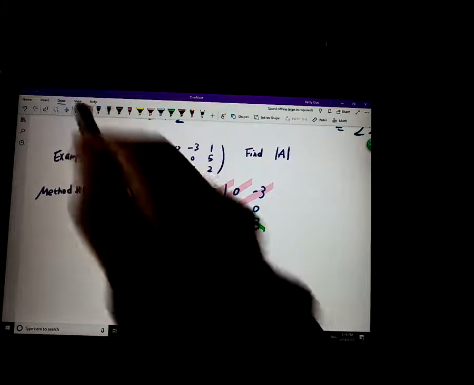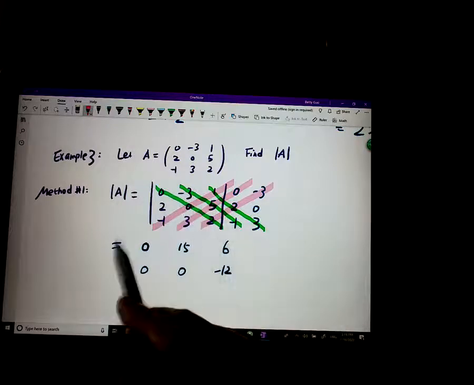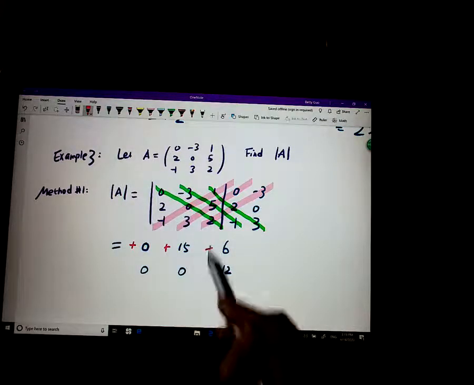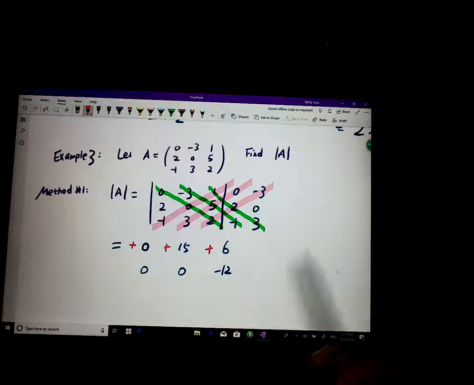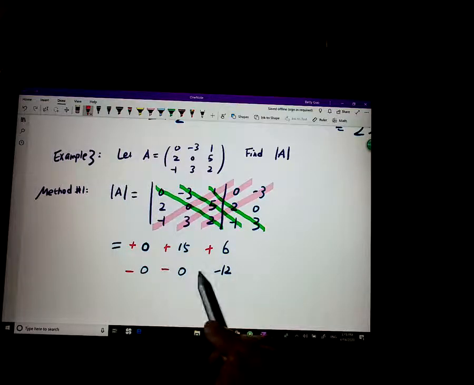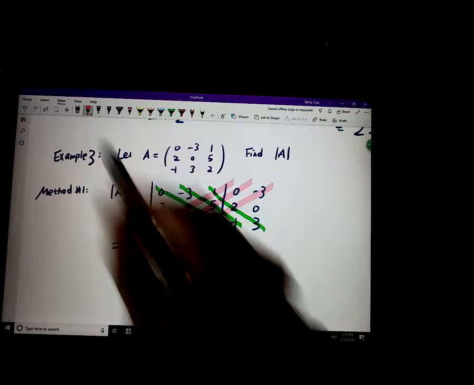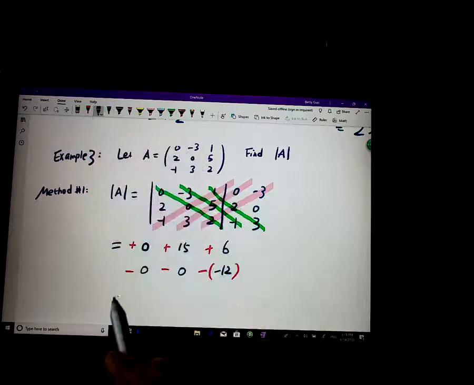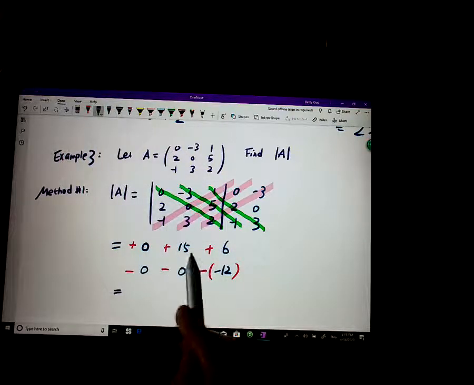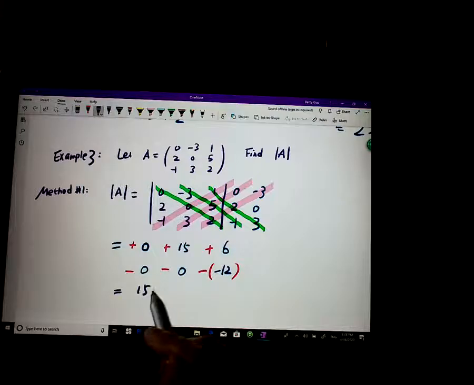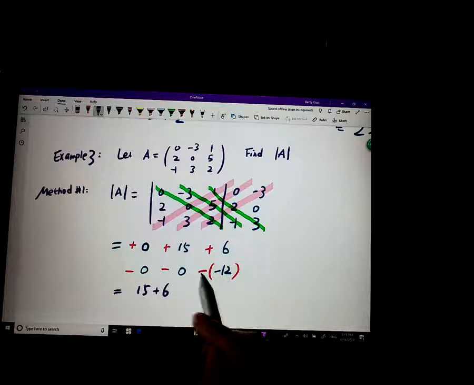But remember, for the main diagonal, positive, positive, positive. For the vice diagonal, the other direction, negative, negative, negative. Be very careful. Then let's see what we have. 0 plus 15 plus 6 minus -12, that is plus 12. So 21.